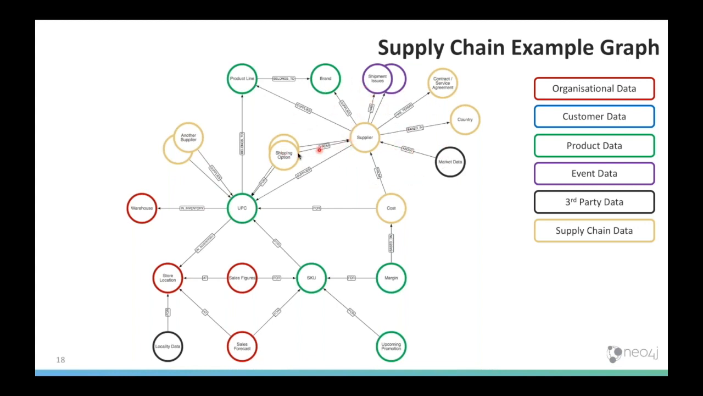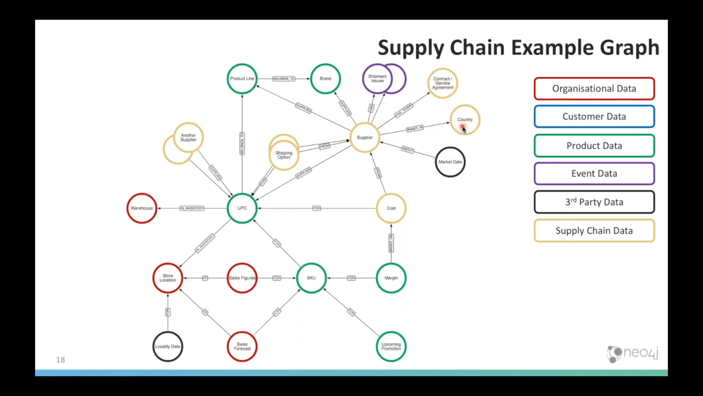So we can understand what shipping options might be available from that supplier. Can we get it quickly? Is it expensive? Have we had any previous shipment issues? So what events are related to the supplier? Even things like arguments over payment, or issues renewing contracts or whatever. And here we have the contract and service agreement information as well.